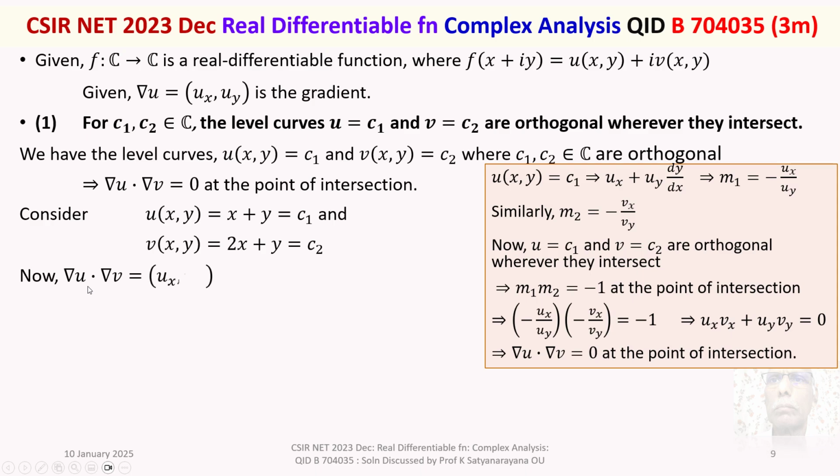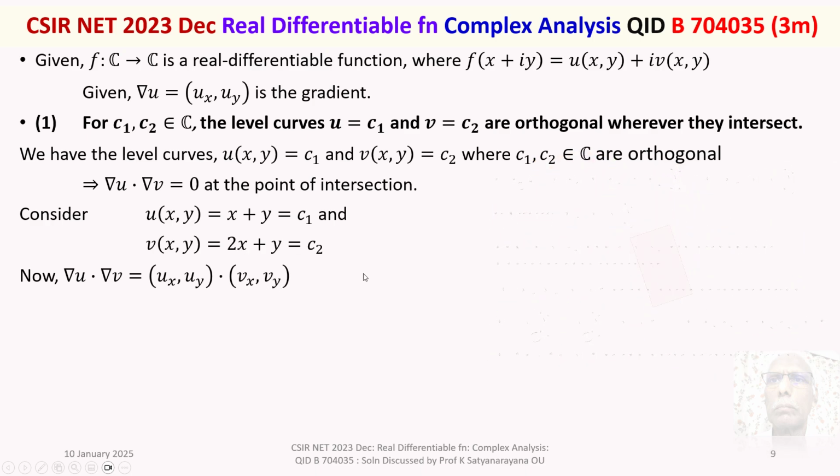Now, del u dot del v is equal to (u_x, u_y) dot (v_x, v_y). What is u_x? 1. u_y? 1. v_x? 2. v_y? 1. So that is equal to (1, 1) dot (2, 1). Then taking the dot product, 1 into 2 plus 1 into 1 is not equal to 0 at the point of intersection. So that means they are not orthogonal.